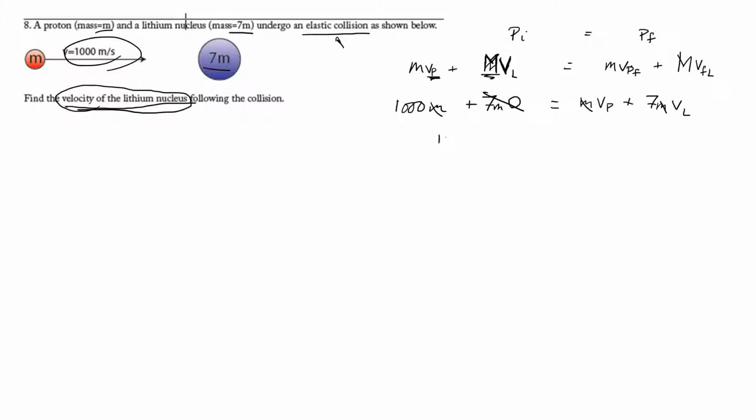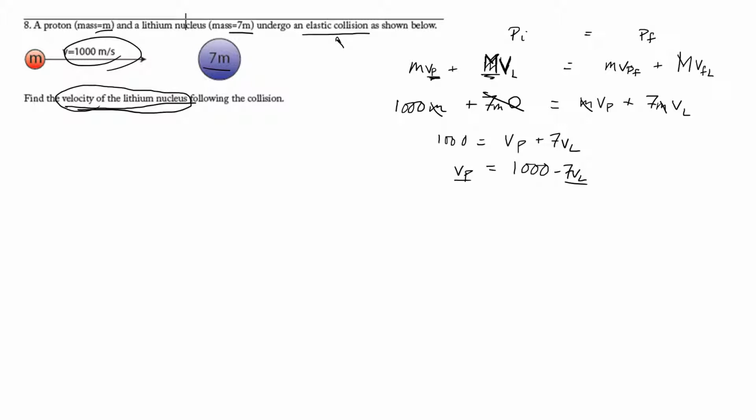So now I got 1,000 is equal to VP plus 7 VL for the lithium. So to solve, that means the velocity of the proton is equal to 1,000 minus 7 VL, which is not enough, right? We have two variables. For two variables, we need to do a system of equations, meaning we need a different equation.